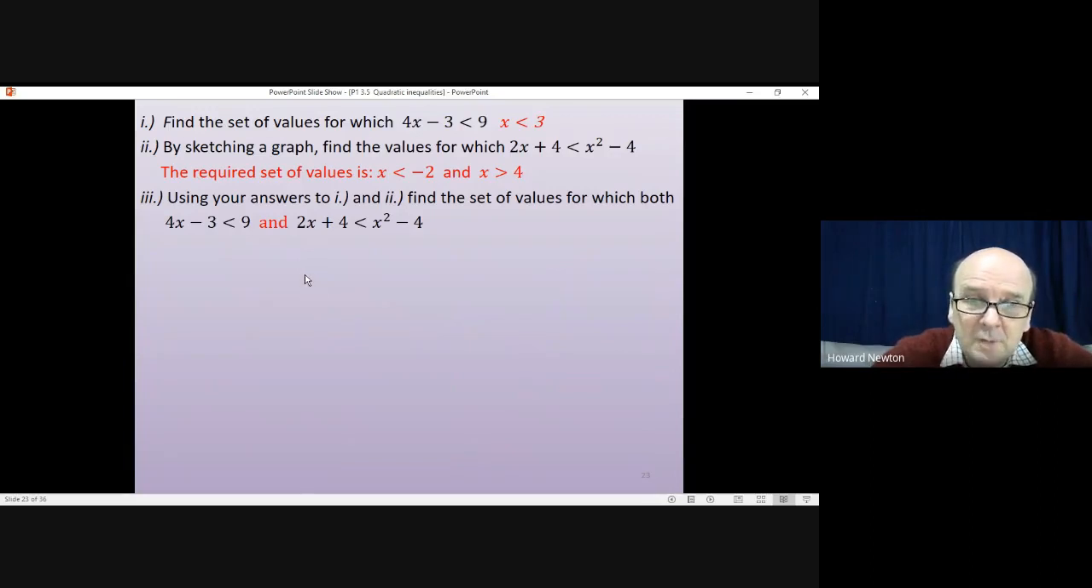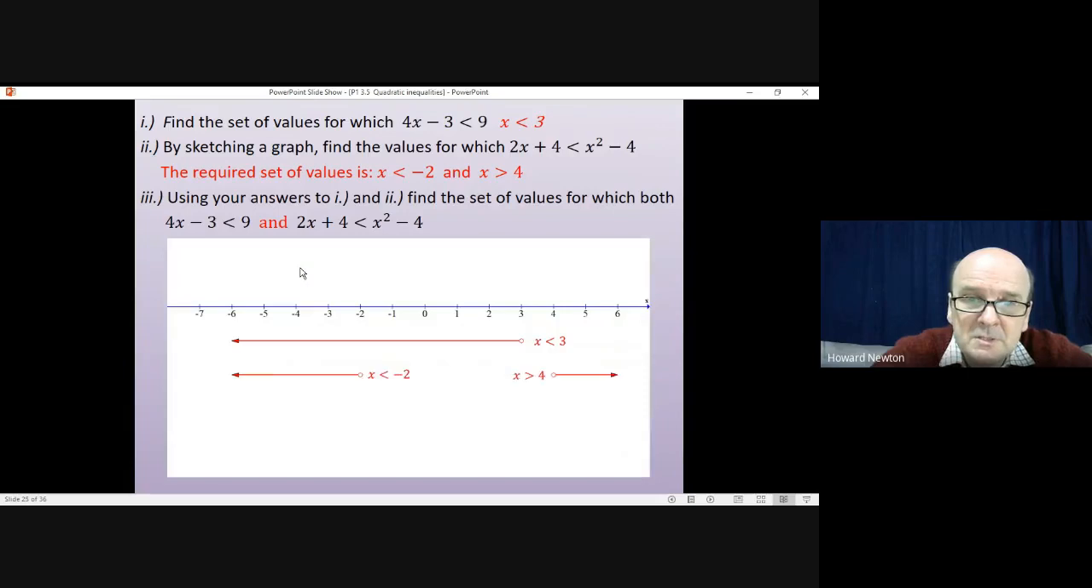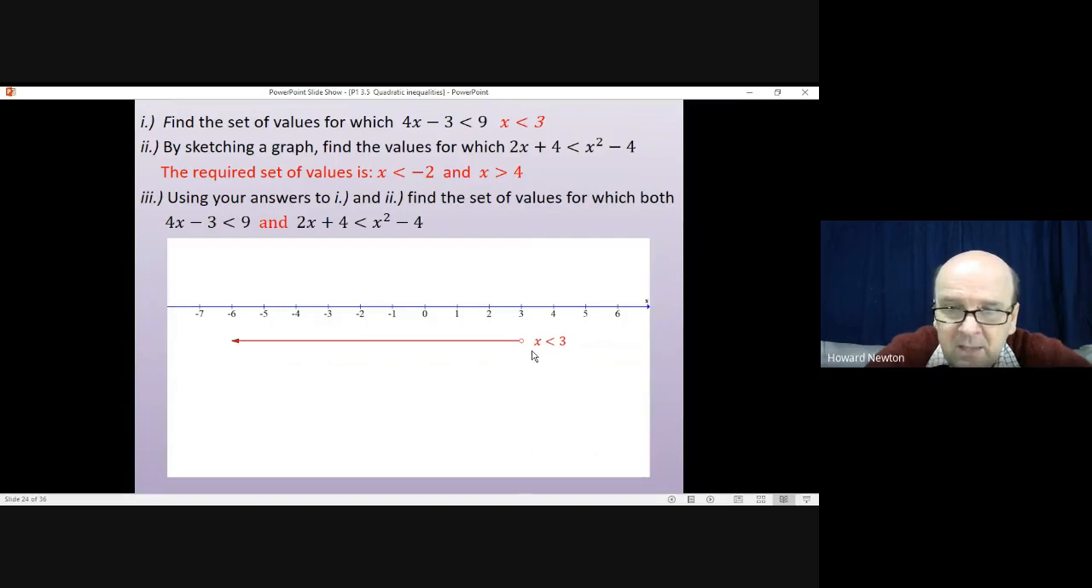Now, you don't have to draw a number line, but I think it makes it easy to see what's going on if you do. So the number line for the first inequality was x has to be less than 3. So that's what we have there. x is less than 3. It's a hollow circle at the end because it doesn't include 3. And then we've got two inequalities for the next bit. x is less than -2 and x is bigger than 4. That will give us those two things.